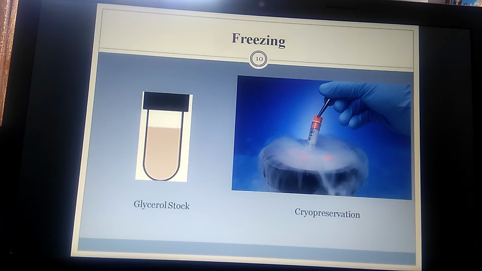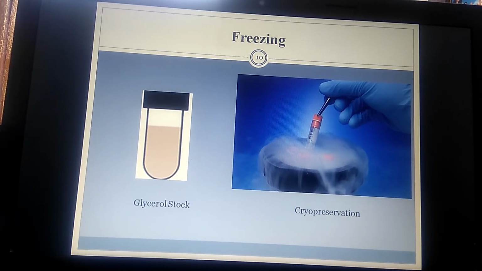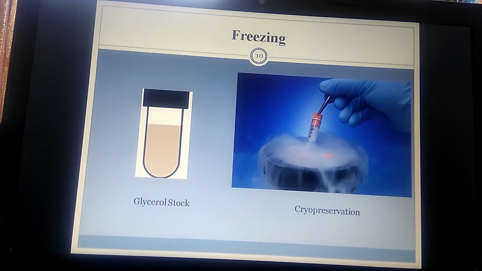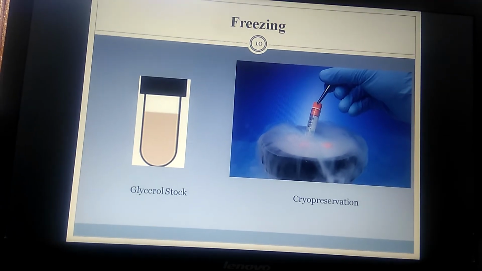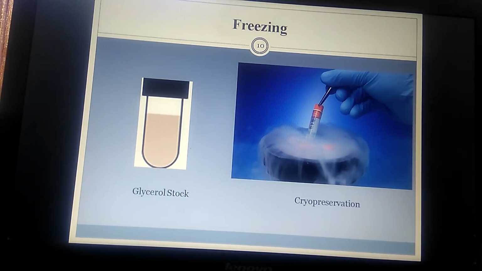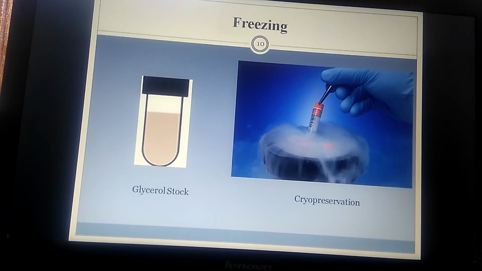So we need to stop this. We need to control this. That will help us keep the cells in the dormant stage. So we use something called a glycerol stock. So what is this glycerol stock? We will add 15 to 20% glycerol to the organisms, and we will preserve it at minus 80, minus 90, minus 100 degrees Celsius. Generally it is minus 80 degrees Celsius.